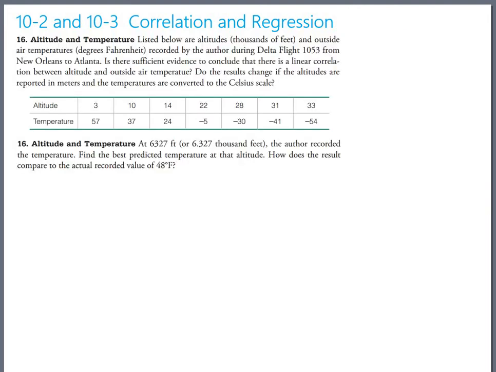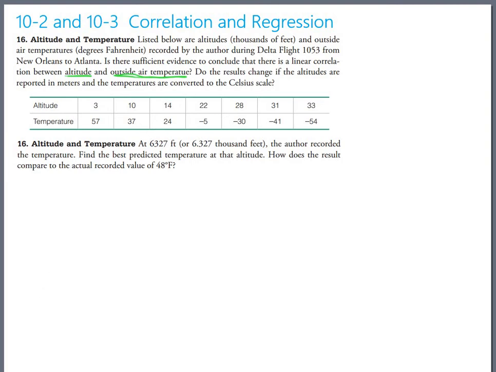So 16 is asking if there's a correlation between altitude and outside air temperature. These are temperatures on an airplane. So when the airplane's at 3,000 feet, outside temperature is 57. When the airplane's at 14,000 feet, outside temperature is 24 degrees. So is there a relationship between those two things?